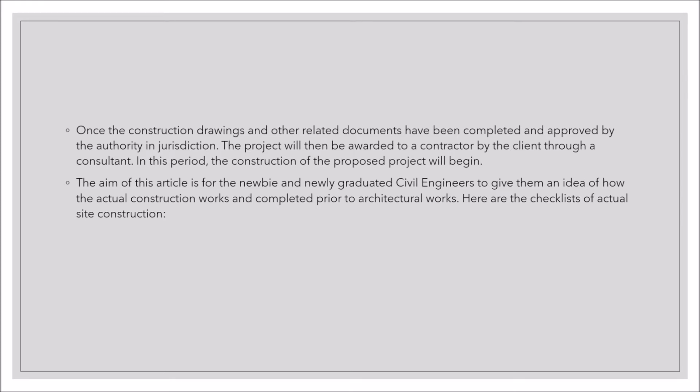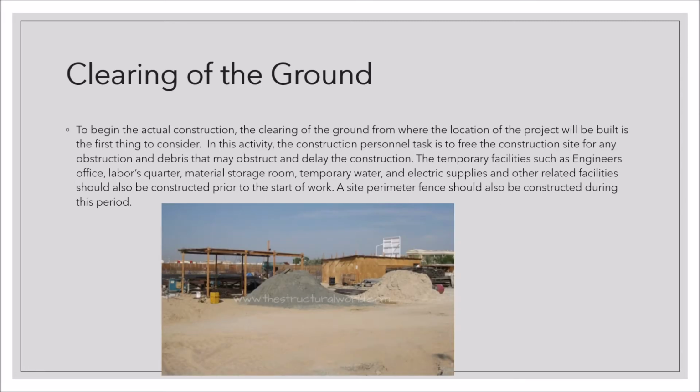Here are some of the checklists for actual site construction. The first is clearing of the ground. It is the first work of the project. To begin the actual construction, clearing the ground where the project will be built is the first thing to consider, to prepare the site for construction.